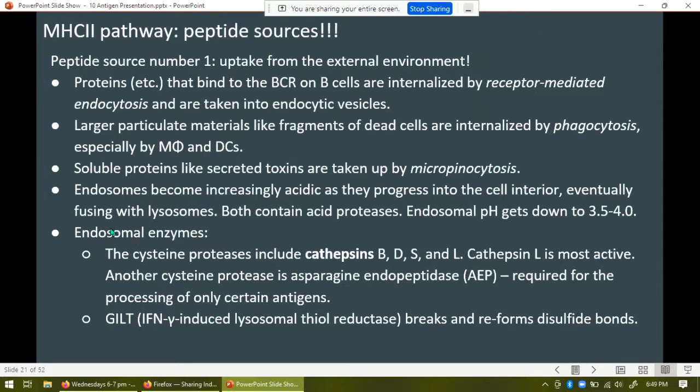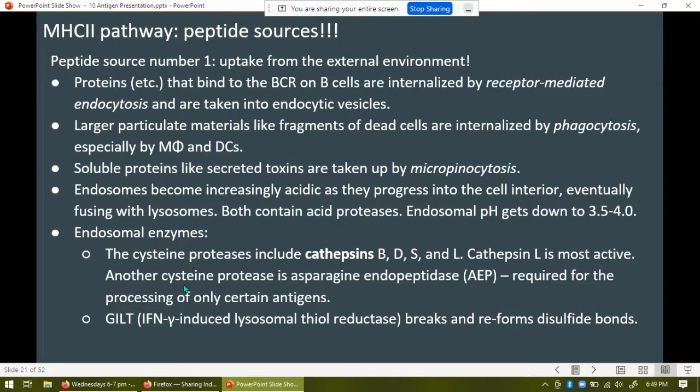So here are some of the endosomal enzymes. The cathepsins are the most important group. They are cysteine proteases inside endosomes, and they are acid proteases. The cathepsins are cathepsin B, D, S, and L. I don't remember what they all stand for, but cathepsin L is probably the most active and the most important.